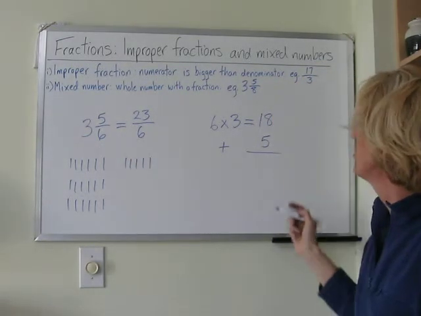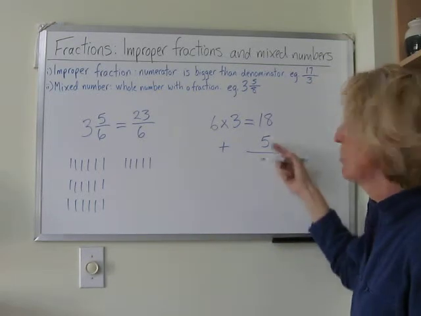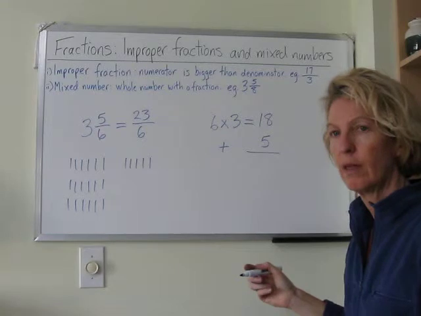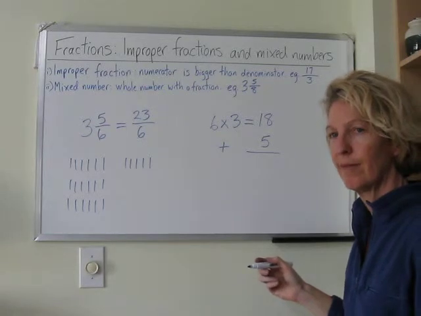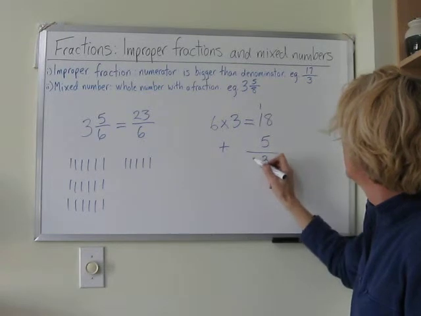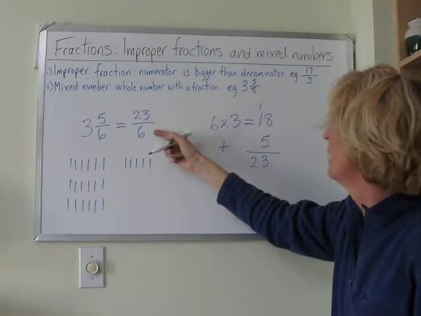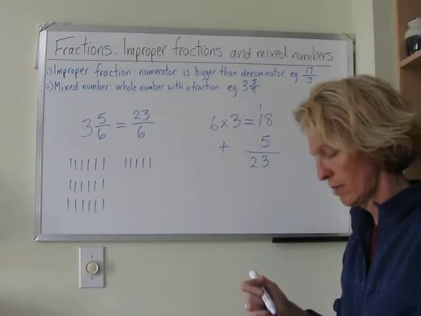18 plus 5, honey. 8 plus 5 is 13. Carry the 1. So we ended up with 23, and our denominator is 6.